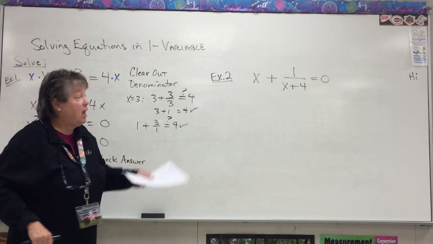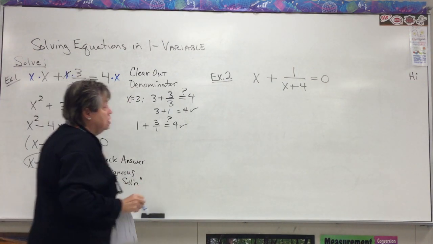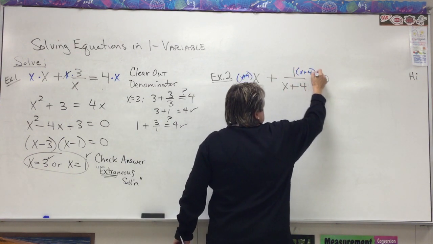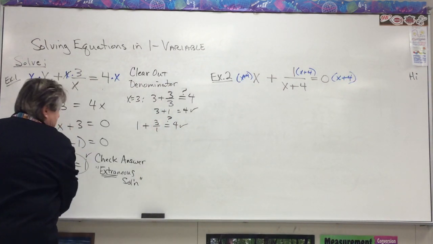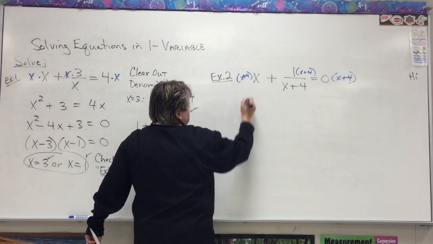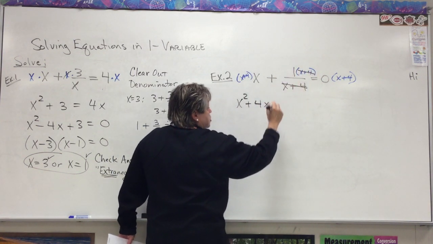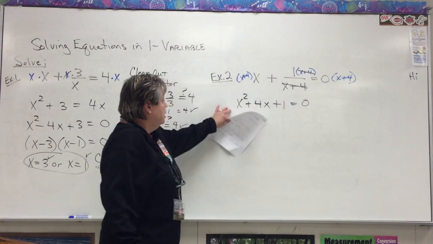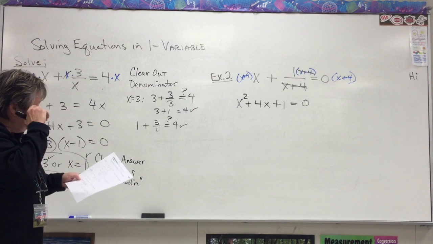All right, second example. I have x plus 1 over x plus 4 equals 0. All right, so this time, to clear out your denominators, let's multiply through by x plus 4. Okay, and again, the goal is to clear out the denominator to make it nicer for us to solve. Okay, so here we need to distribute the x, so x squared plus 4x. The x plus 4 cancels, which is what we wanted. And on the other side, 0 times anything is still 0. And again, we end up here with a quadratic.